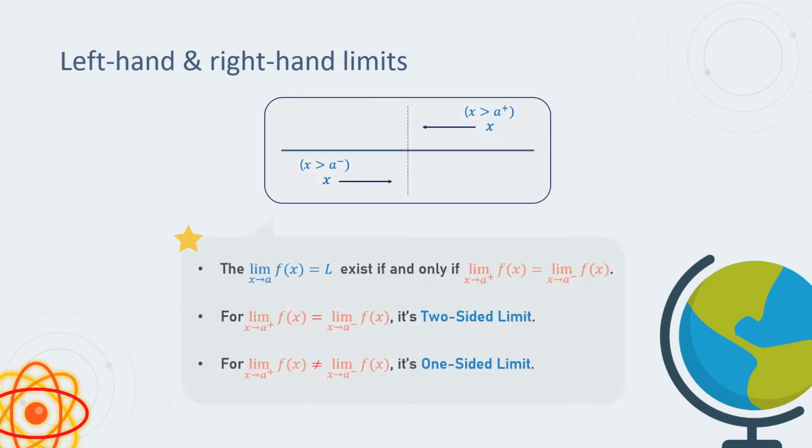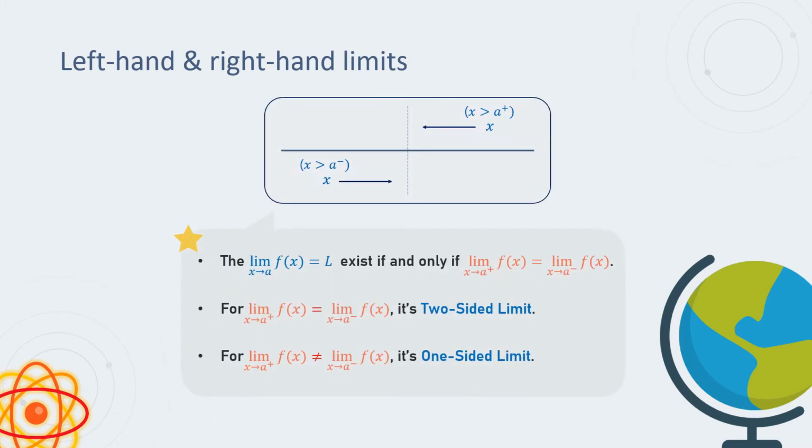The limit of function f(x) when x approaches a equals L exists if and only if the limit of f(x) from the left-hand side is equal to the limit of f(x) on the right-hand side. If the left-hand limit is equal to the right-hand limit, it is a two-side limit. However, if the left-side limit is not equal to the right-side limit, it is a one-side limit. For your information, for every two-side limit, the limit of the function f(x) exists.